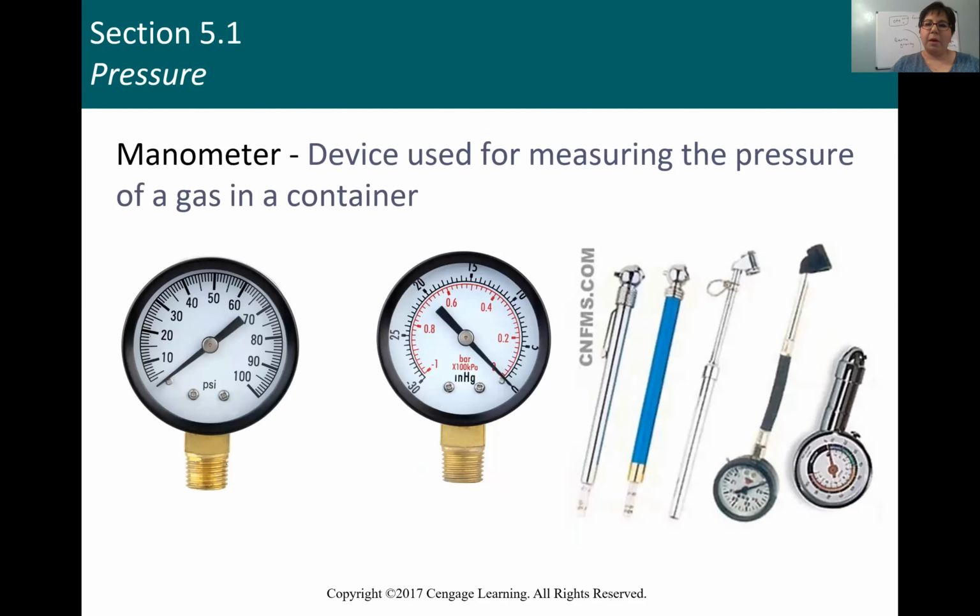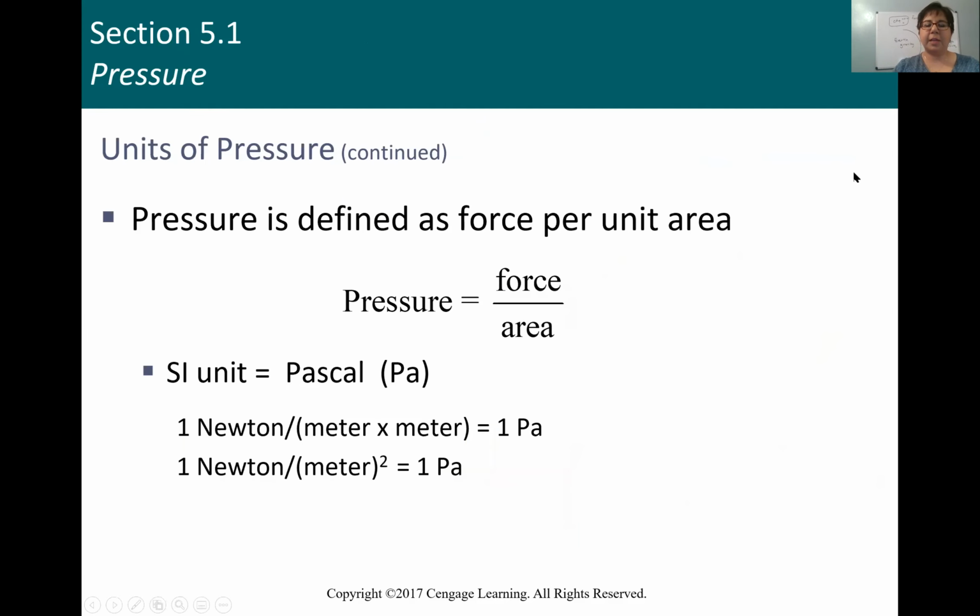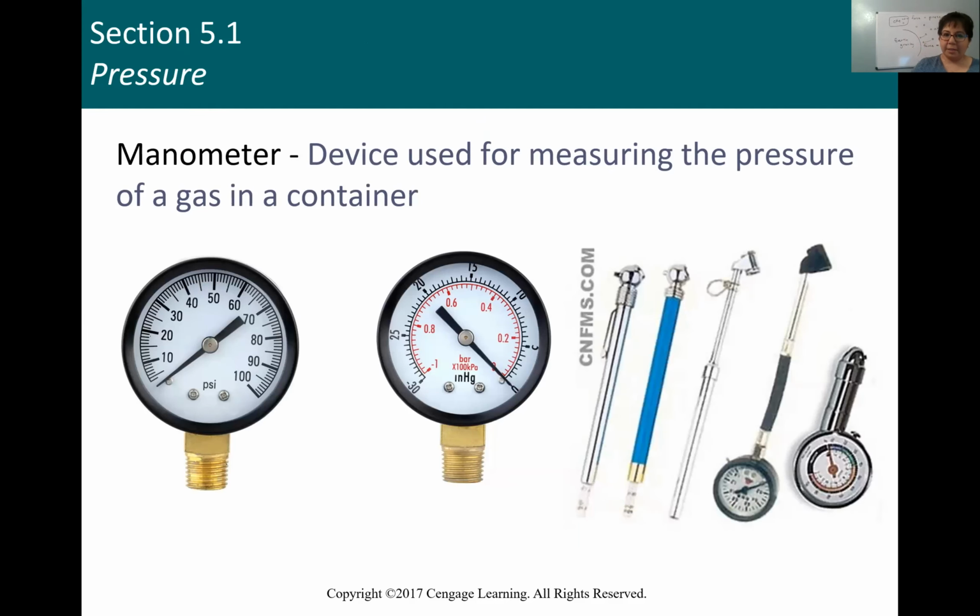Now, if you are measuring the pressure of a gas inside of a container, the device that you use to measure gas inside of a container is called a manometer. So a barometer is for measuring atmospheric pressure. That's what the weatherman uses. A manometer is a device used for the pressure of a gas inside of a container.